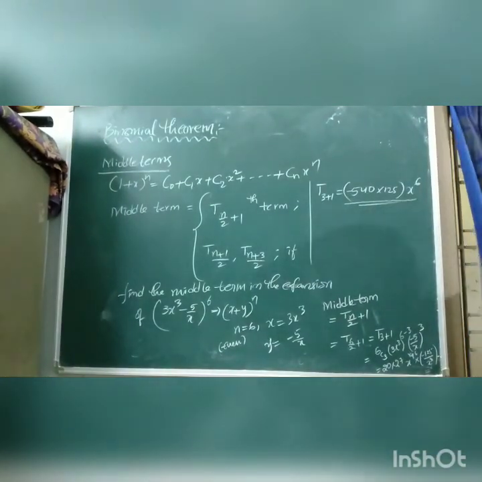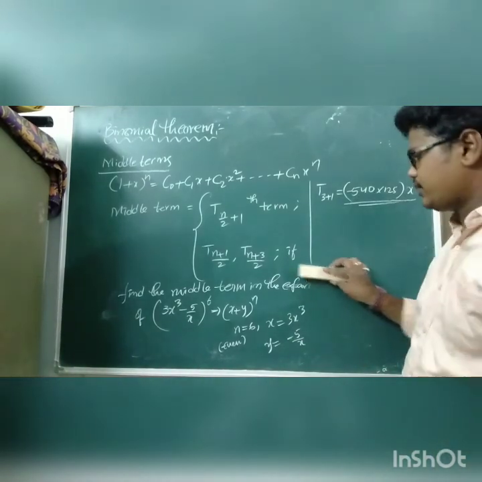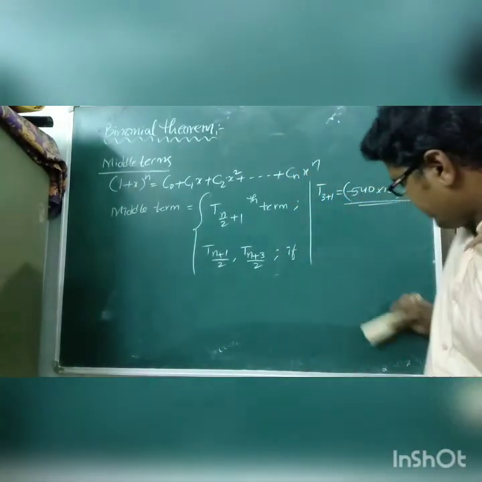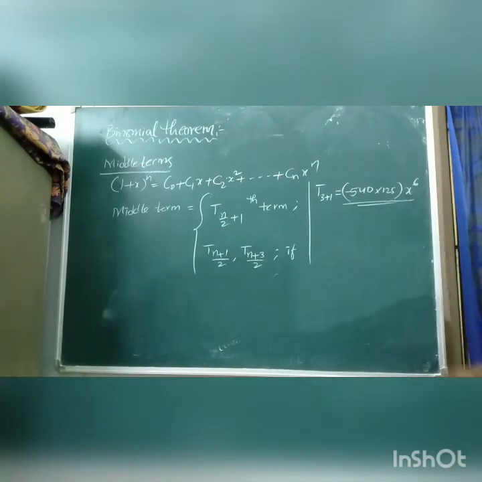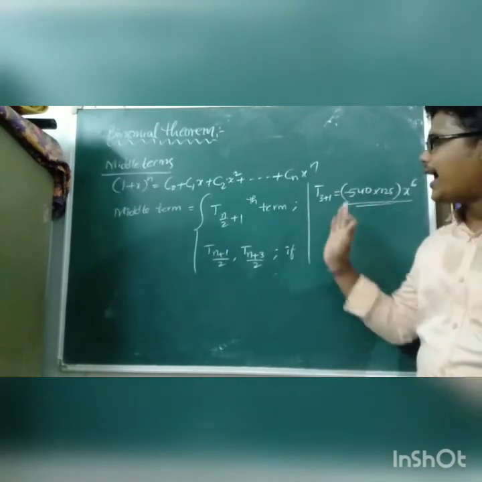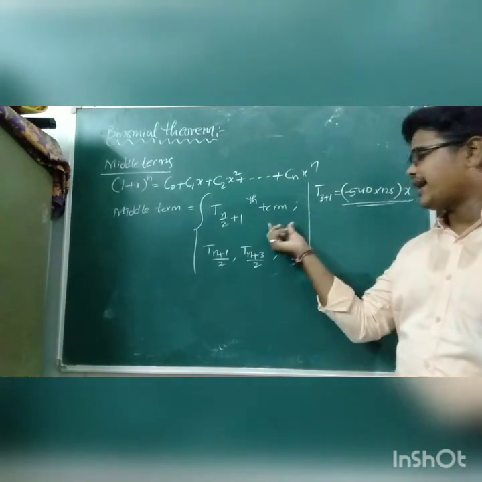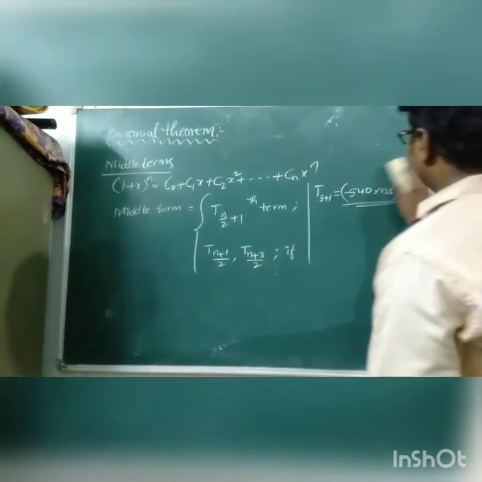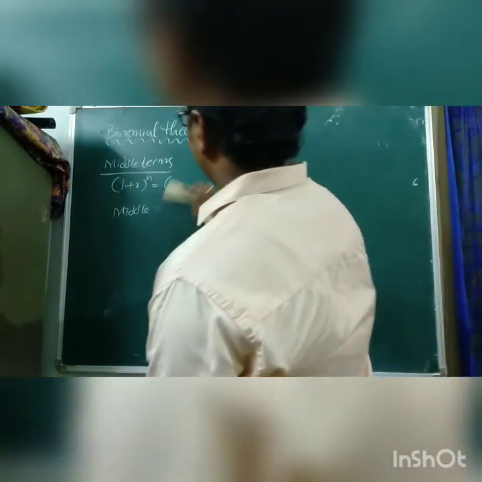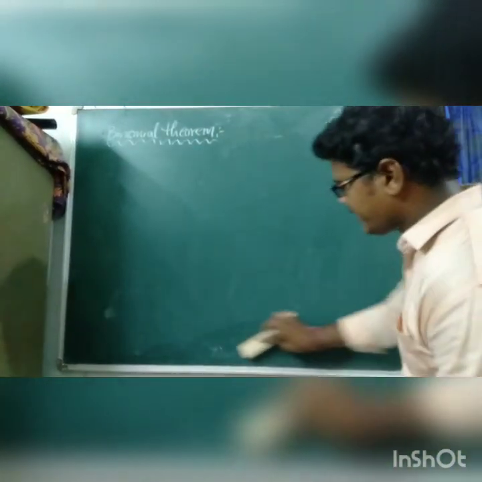And next, if n is odd, we get two middle terms and they both are equal to each other. You know one thing, that in the middle terms the binomial coefficients are numerically greatest, numerically greater than the other binomial coefficients. And the next, we have some properties regarding binomial expansion.